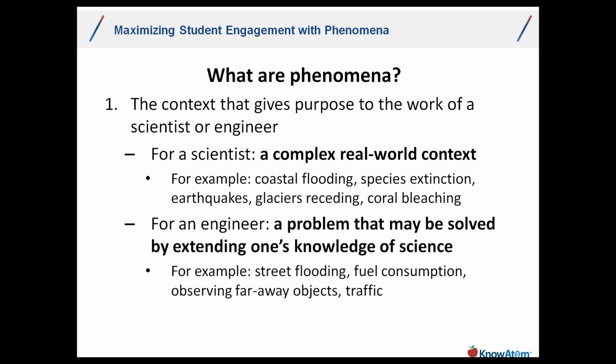Okay, so scientists are answering questions through experimentation. Engineers are solving problems through prototyping, which is its own type of experimentation. Okay, so the kind of things that are going to be phenomena for engineers are maybe street flooding, but fuel efficiency, being able to produce electricity and store electricity, observing things that we can never travel to, objects that are far away, even traffic patterns, things like this, okay?